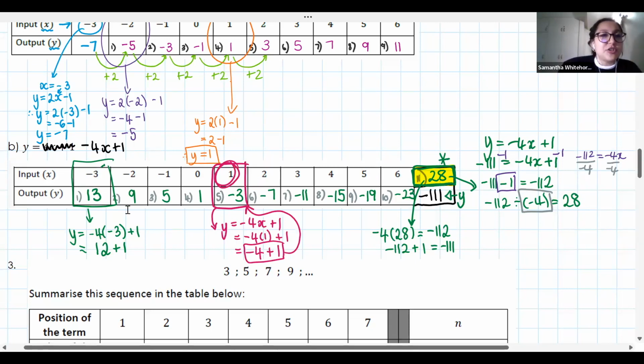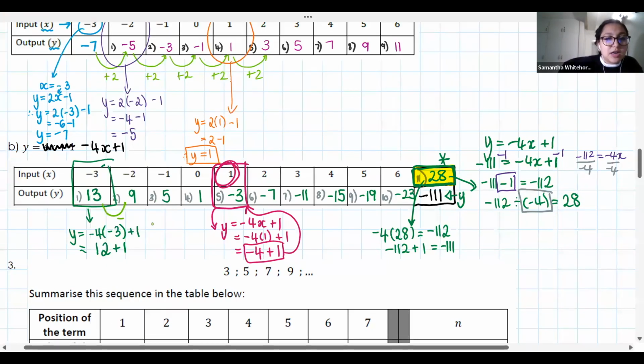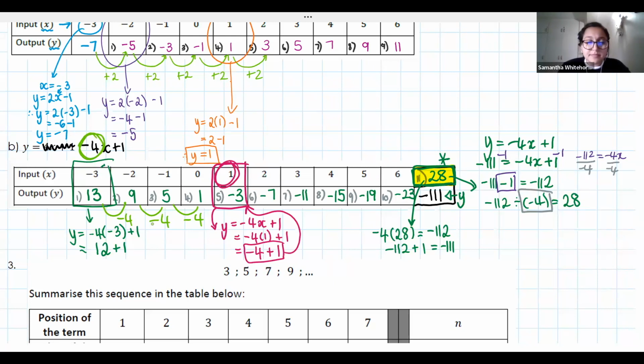Good. So guys, just on this, while we spoke about the pattern in the last question, this too has a pattern. What we see is that each time we're subtracting 4 to get from one output value to the next. And that's exactly what my rule tells me, because the coefficient is -4. That is how we see the pattern of subtracting 4.